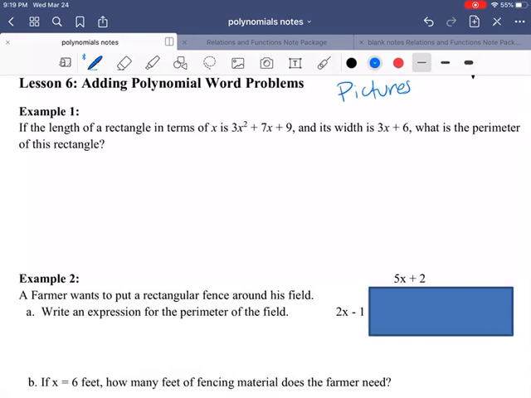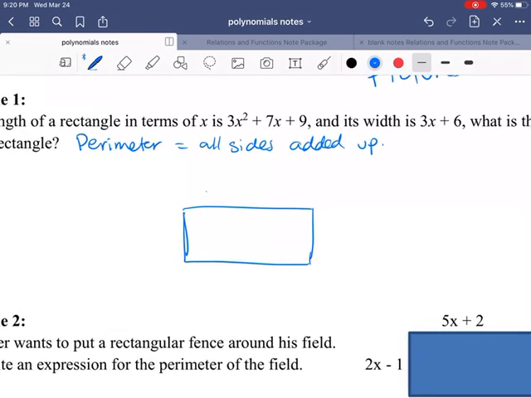So the first one here: if the length of a rectangle in terms of x is 3x squared plus 7x plus 9 and its width is 3x plus 6, what's the perimeter of this rectangle? Well, the first thing you need to realize is the perimeter equals all sides added up. So I'm going to draw a rectangle just right in the middle of this space here. Now the length of it is represented by 3x squared plus 7x plus 9.